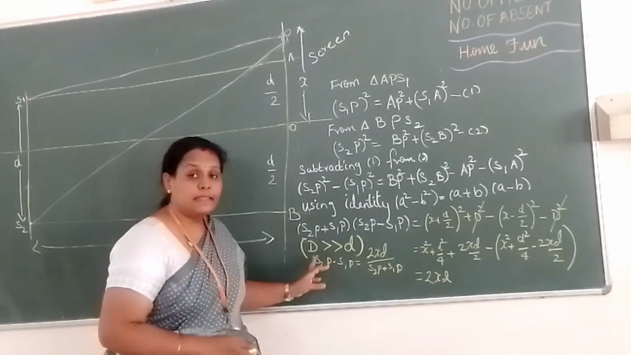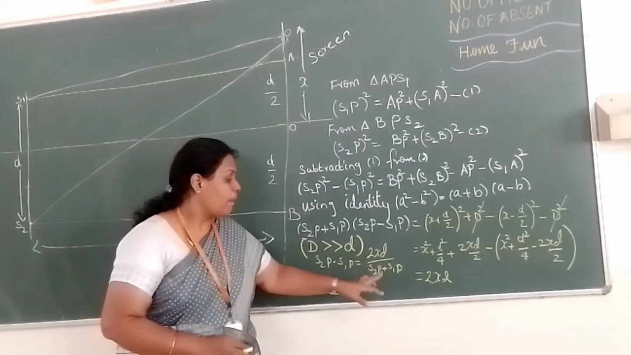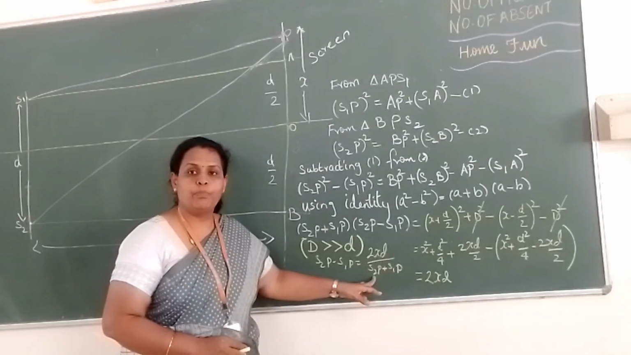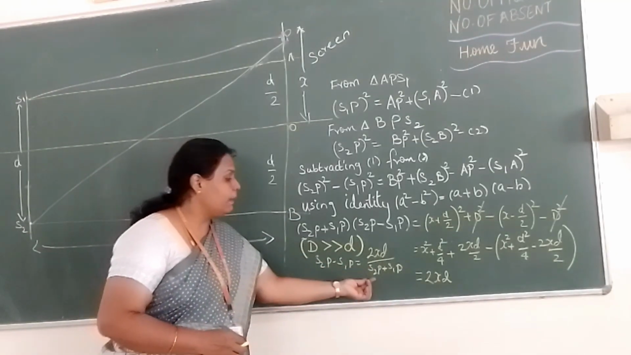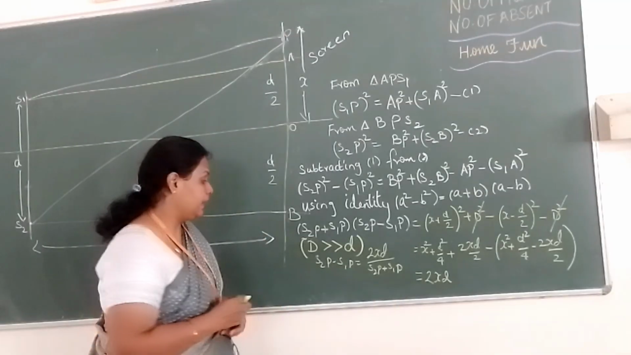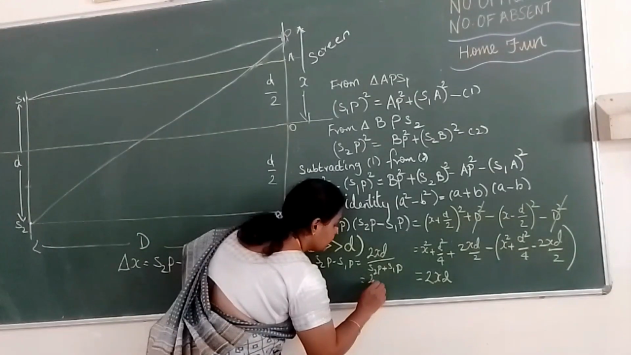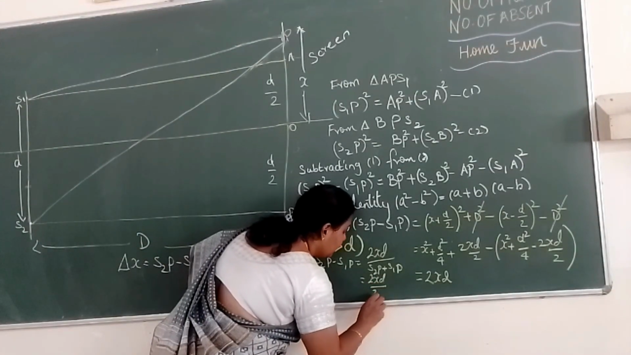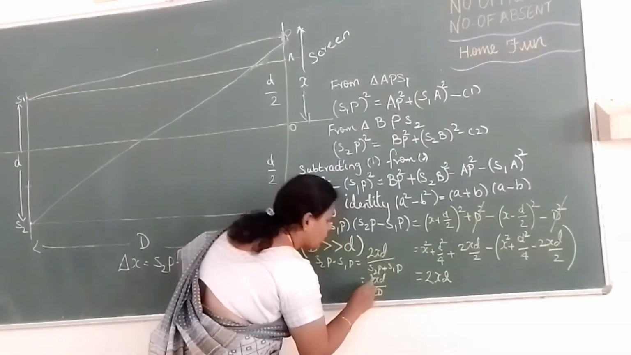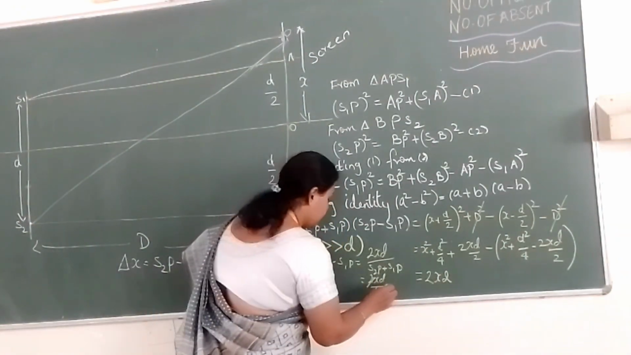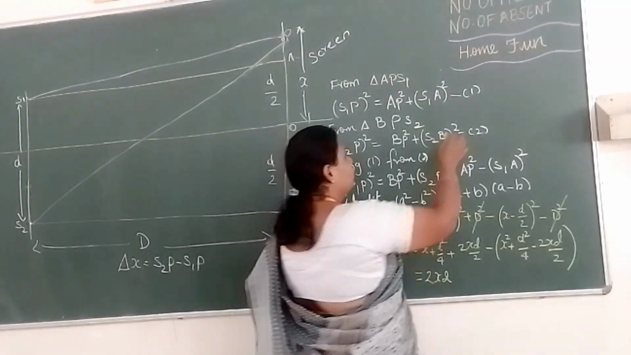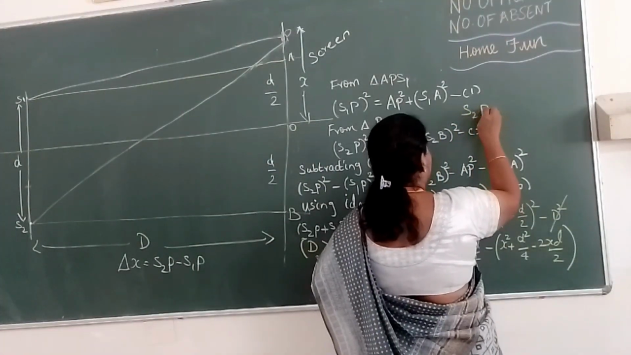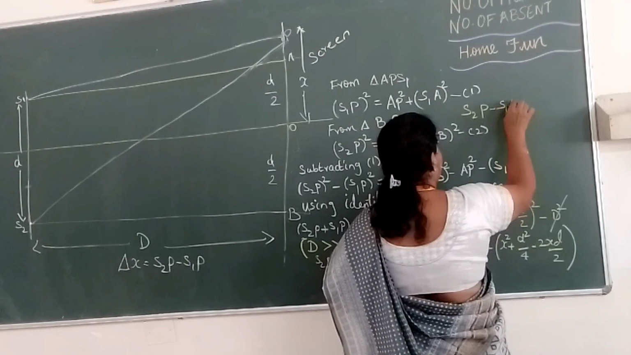So, this capital D is very much greater than small d. My S2P will also become D and S1P will also become D, and the D plus D will become 2D. So, it's rewritten as 2xd by 2D, where this 2 and 2 will get cancelled. So, it will be S2P minus S1P is equal to xd by D.